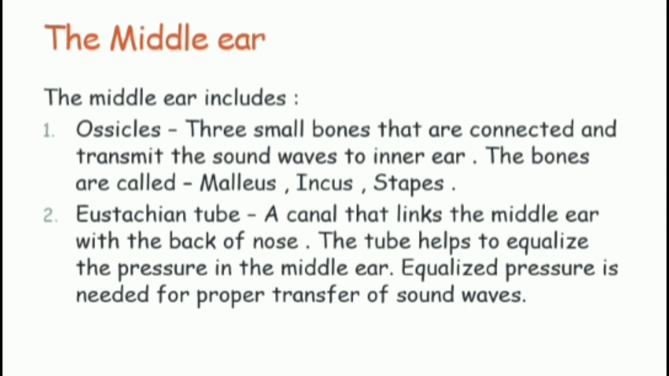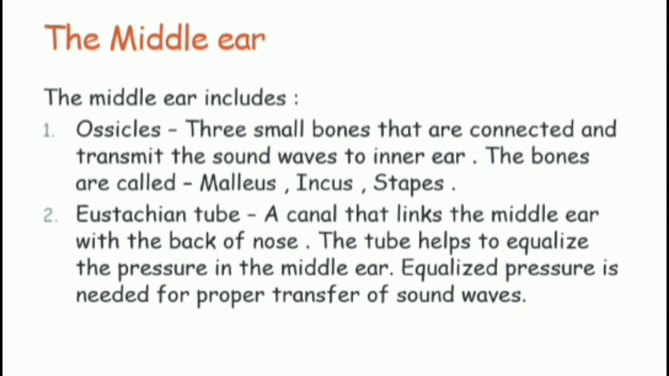Okay, so the middle ear consists of ossicles and the eustachian tube too. The names of the three small bones are malleus, incus, and stapes, and remember that malleus, incus, and stapes are the smallest bones found in the human body. Next is the eustachian tube, a canal that links the middle ear with the back of the nose. So a canal which is joined with the cavity of the nose.